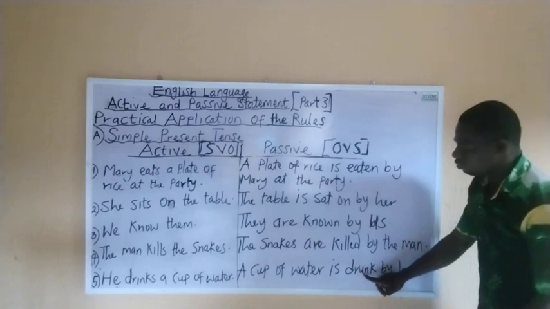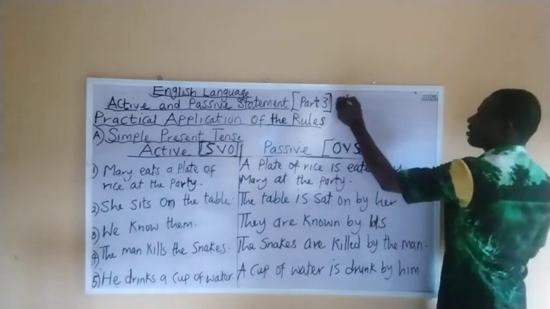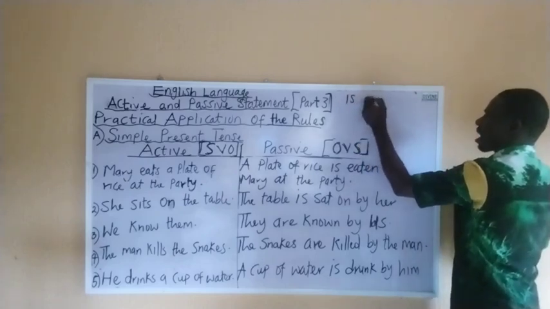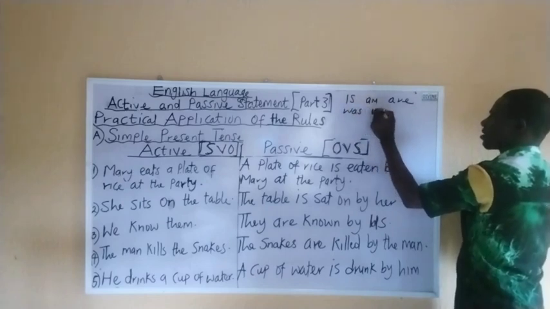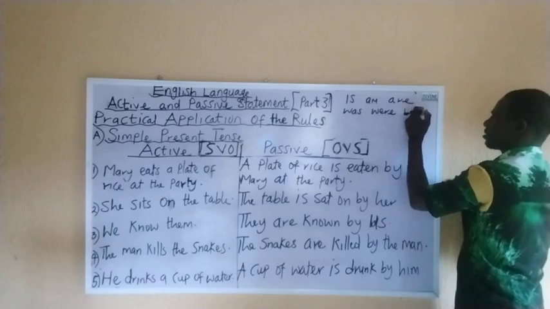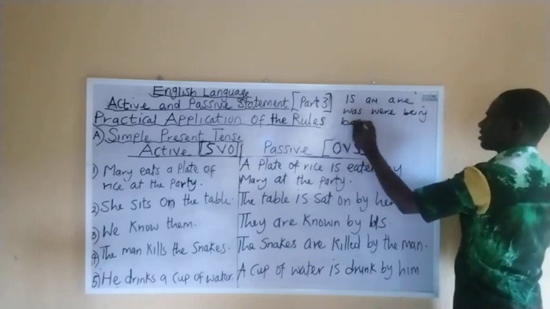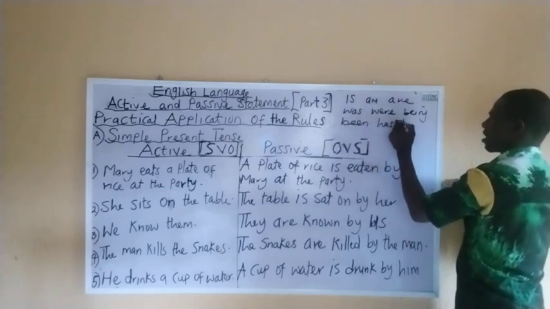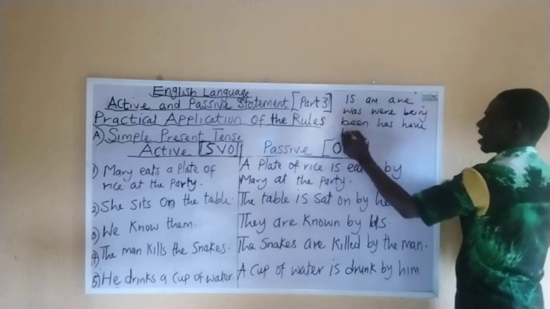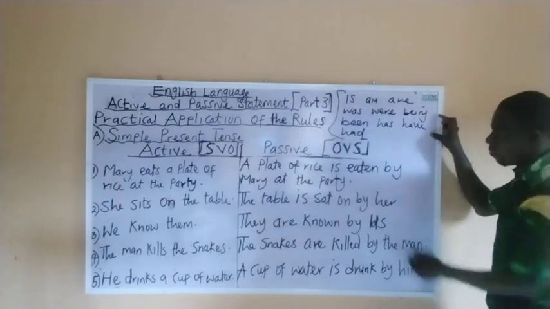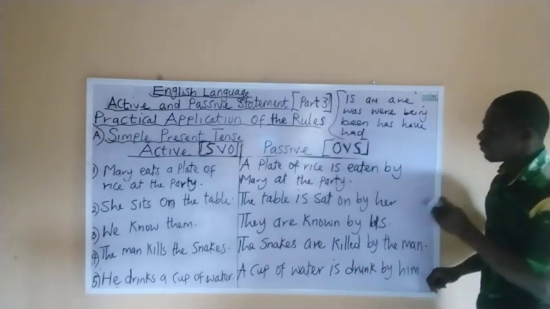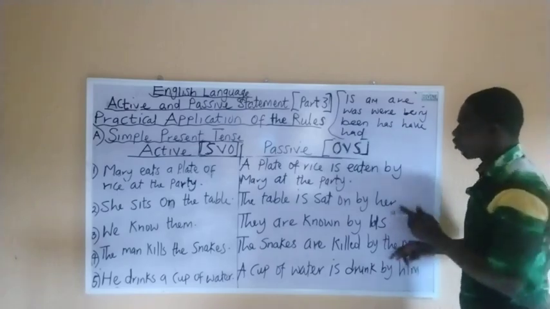Drunk, not drank. The reason is anytime you use the verb is, am, are, was, were, been, has, have, and had, we must, as a matter of fact, use the perfect form of the main verb. And the perfect form of drink is drunk.